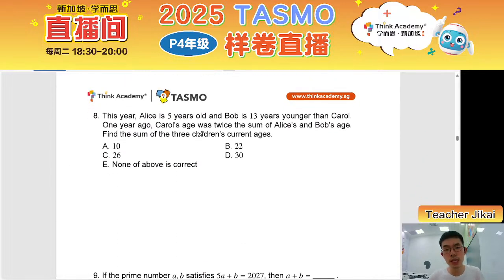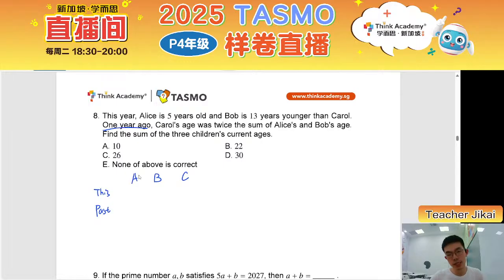Oh, this is an aging problem, okay? Can we make use of the difference of the age in this question? I think it's hard. Once we cannot use the difference of age to solve this kind of question, what should we do? We should use algebra to solve it, right? Here we have Alice, Bob, and Carlo, and we have this year and 1 year ago, so it is not next year. We have the past.